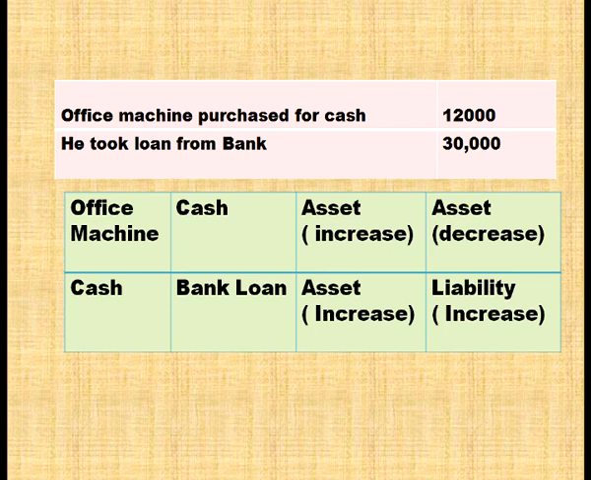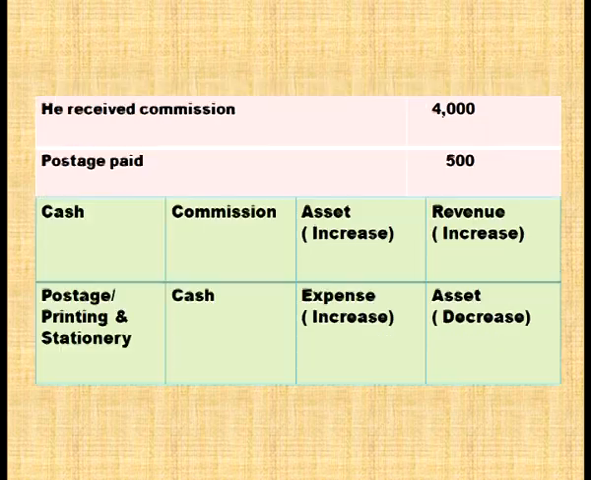Received commission. Cash is coming inside the business in the form of commission. So cash and commission are the affected accounts. Cash is an asset. Asset is increasing. Rule for asset account, when asset is increasing, it is debited. So cash account is debited.